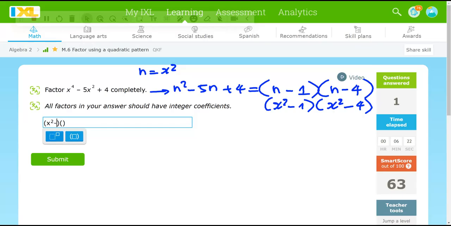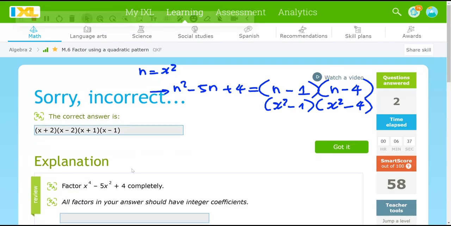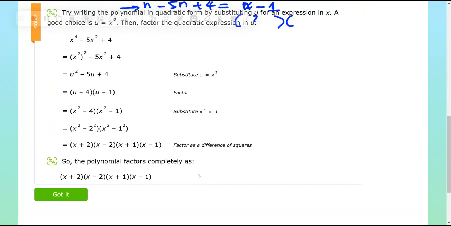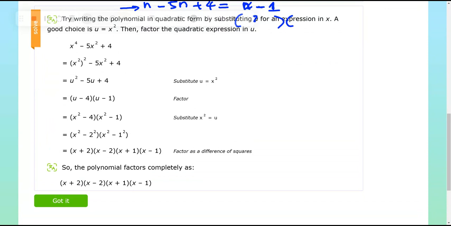So here we go, subtract 1 over here, because you can factor one more time. Take a look over here. Submit, they will say I am wrong. So you see here, at the end, everybody pay attention. X squared subtract 4, subtract 4 becomes subtract 2 squared. So x squared subtract 2 squared is x plus 2, x subtract 2.